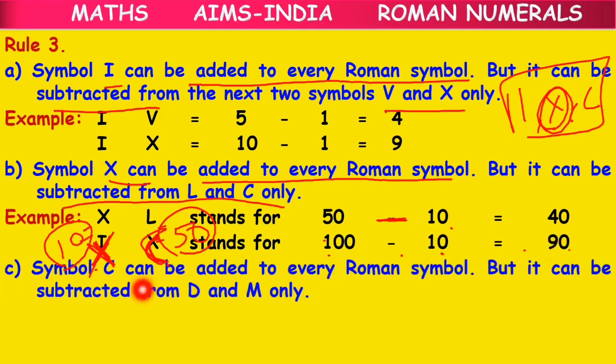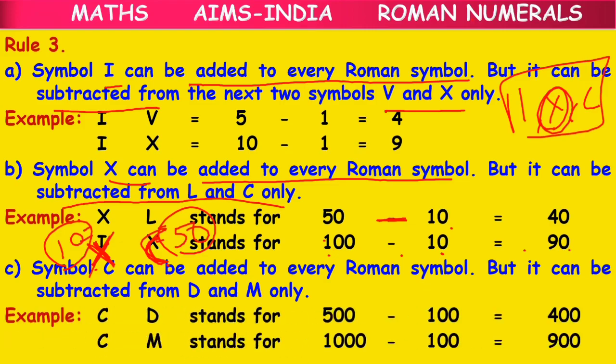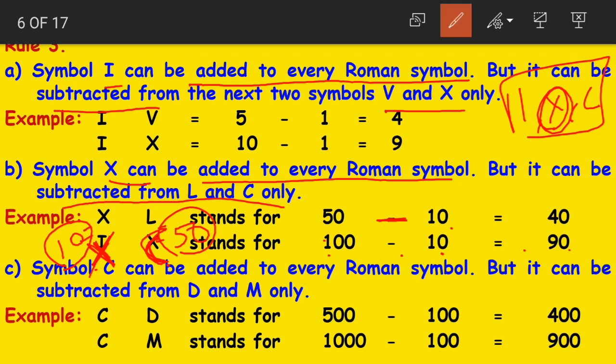The third rule is symbol C can be added to every Roman numeral, but it can be subtracted from D and M only. Like here, CD means what? C is 100, D is 500. So 500 minus 100 gives us 400. Lastly, we have CM. Again, C is 100, M is 1000. 1000 minus 100 is equal to 900. Now again read this rule, children. I, X, C can be added to every Roman numeral, but I can be subtracted from V and X only.